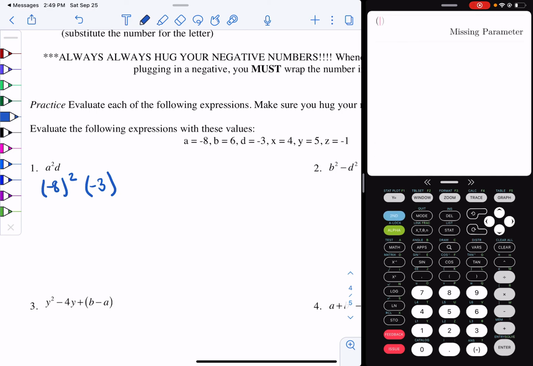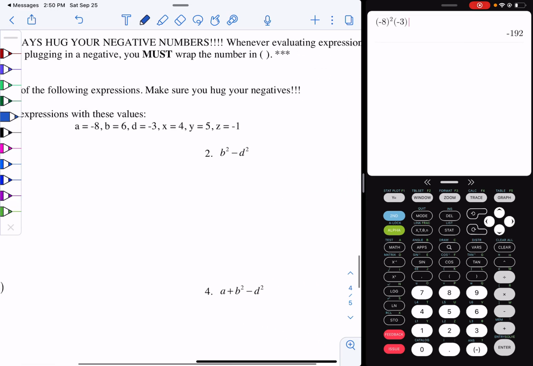So we are going to do (-8) squared times (-3), and we get 192. Ooh, it's supposed to be -3, so -192. And that's your final answer. All you are doing is showing us your substitutions, typing it into your calculator, and that's your final answer.